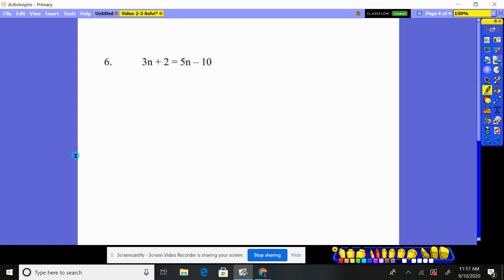Number 6, 3n plus 2 equals 5n minus 10. I see 3n to the left of the equal. I see 5n to the right. I personally like to move my variables first. You don't have to, but I find that the best way to do it.